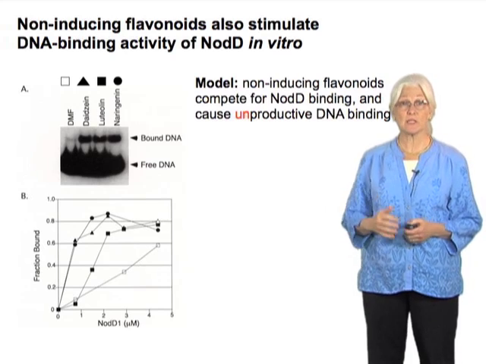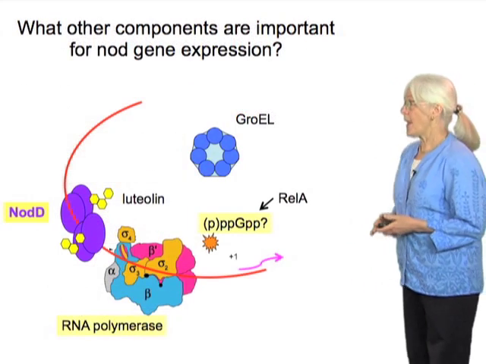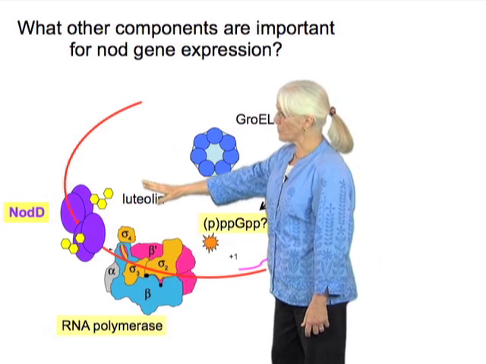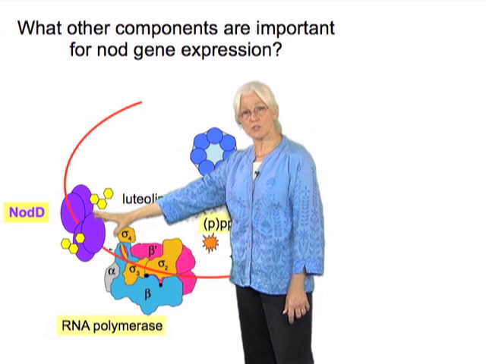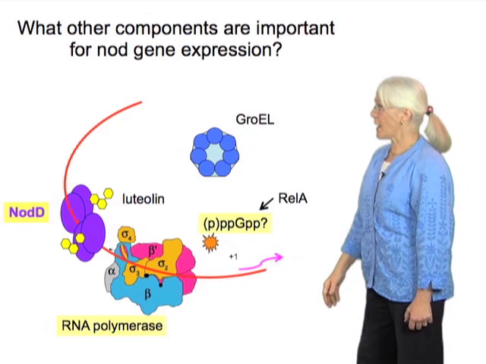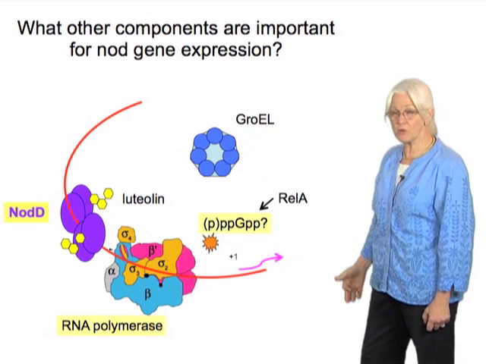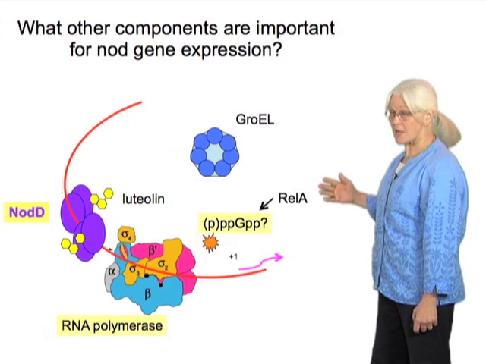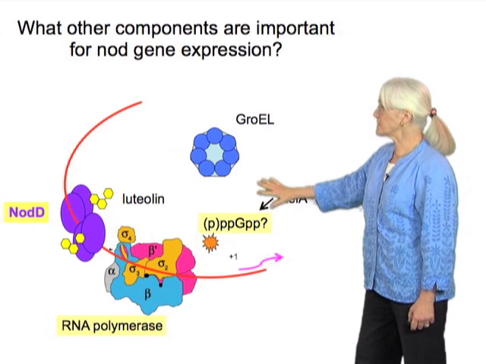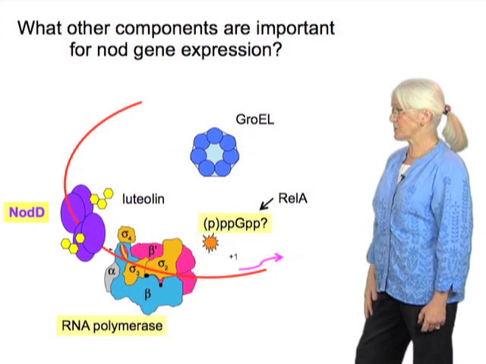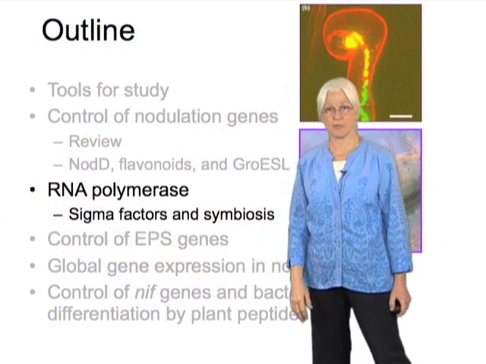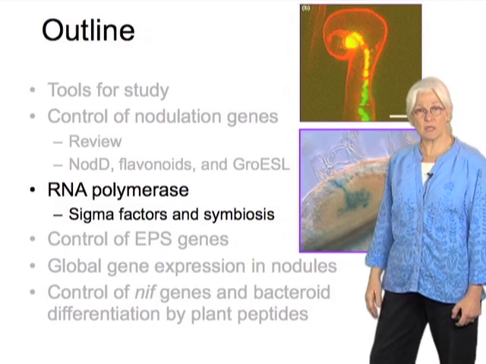That leaves us with a series of new experiments to do in the future, and among them, what we want to ask is, does the presence of the correct flavonoid somehow affect the interaction of NodD with RNA polymerase? And that's led us in turn to ask about the components of RNA polymerase, and in the end, we hope also to work in vitro with the guanosine tetraphosphate and ask about all of these components together. But in this next section, I'd just like to talk about RNA polymerase. In particular, I want to talk about the sigma factors.